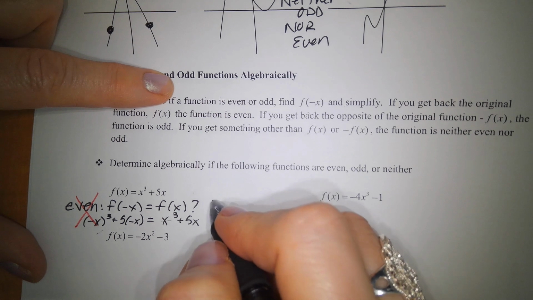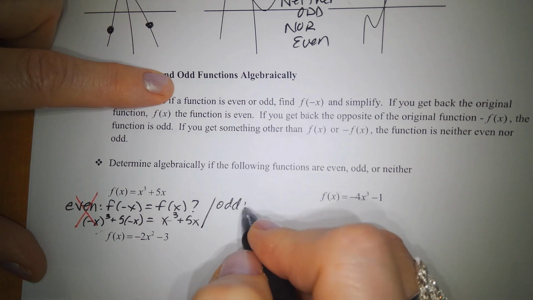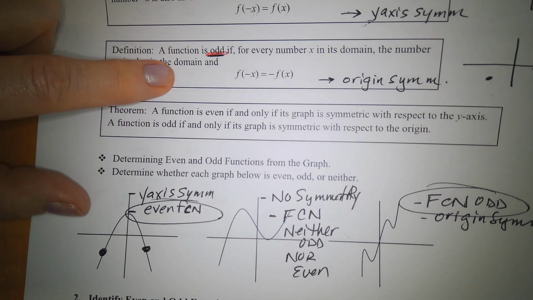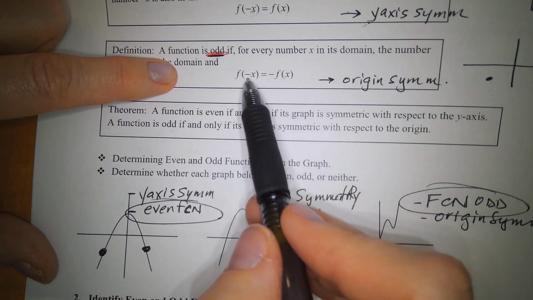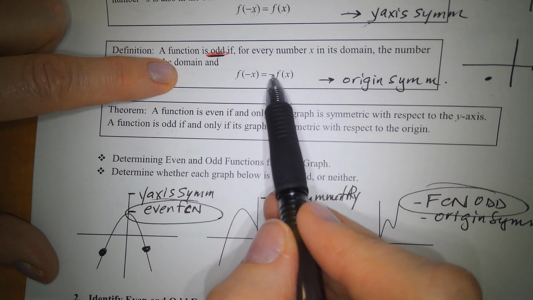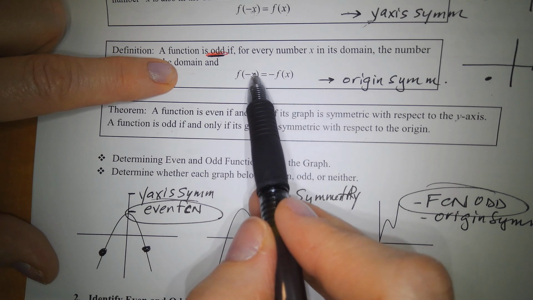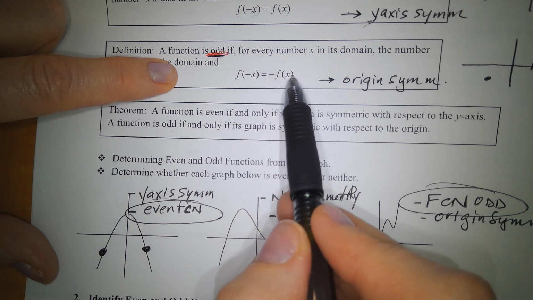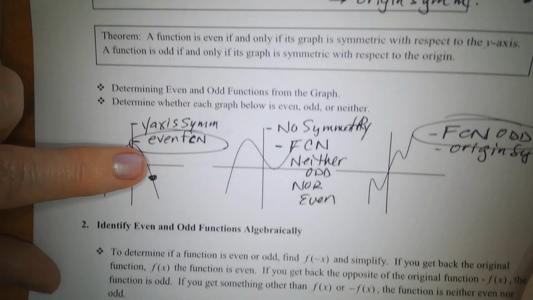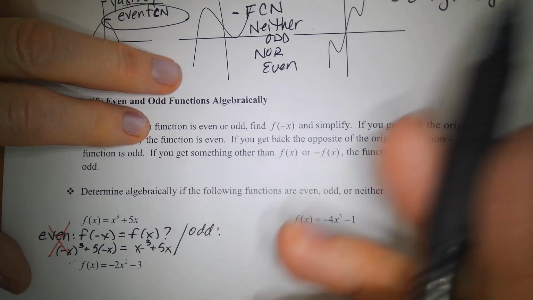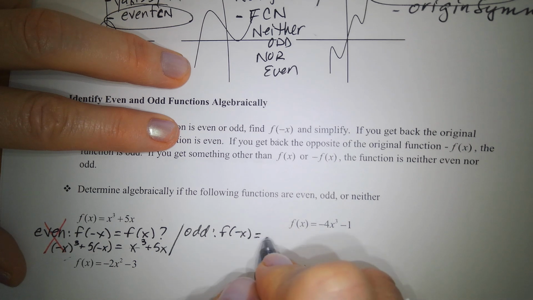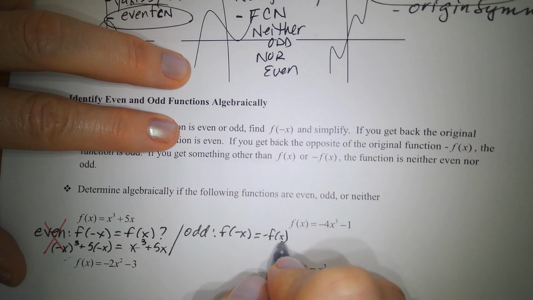So now we're going to test to see whether this function might be odd. To determine whether it is odd, we check whether f of negative x is equal to the negative of f of x. So we're going to put the negative in for x and the negative outside the function and see if those two things are equal. So we ask ourselves, is f of negative x equal to negative f of x?